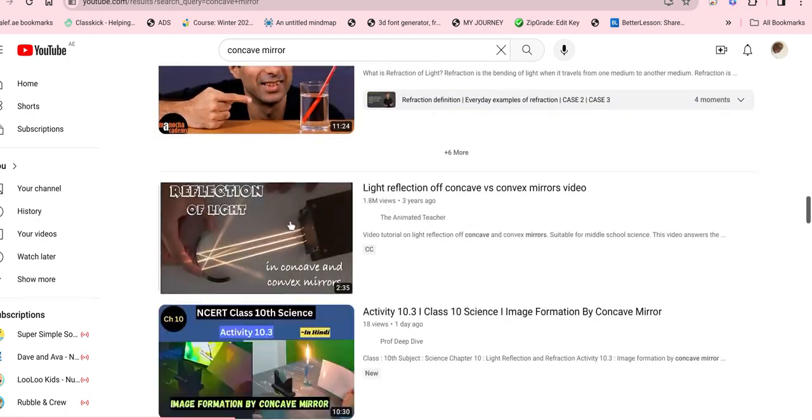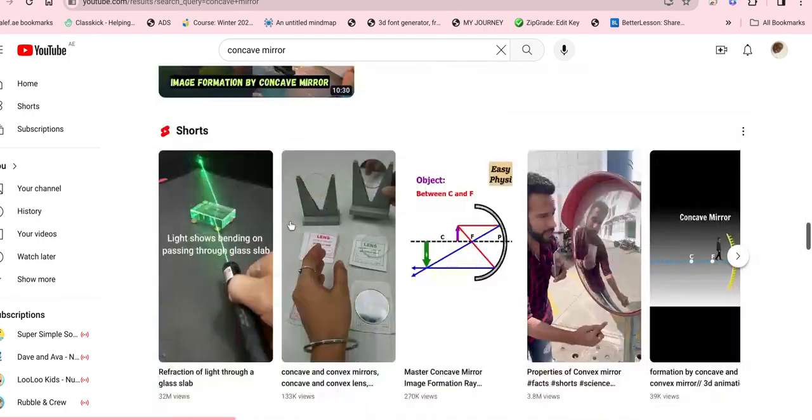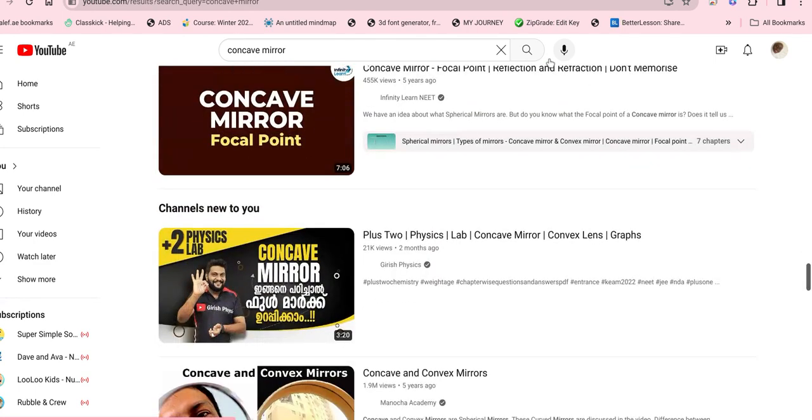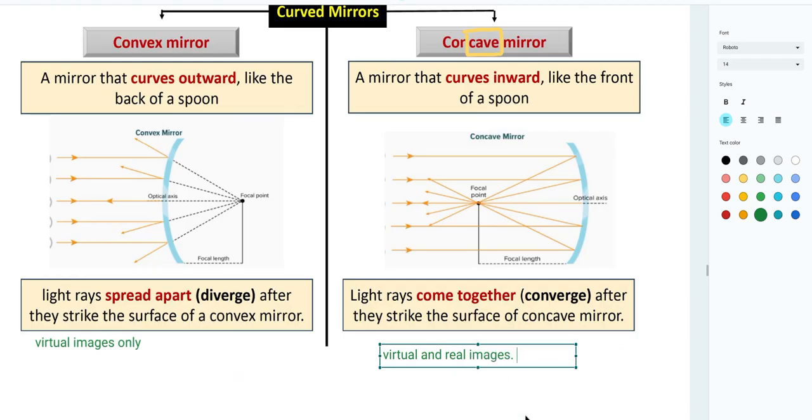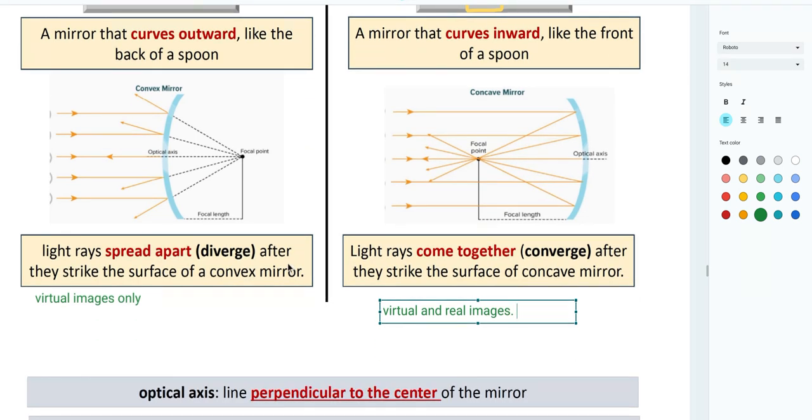No, I can't find that concave mirror experiment we were looking at before. Okay, if I find it, I'll share it as a separate video. But light rays come together, they converge after they strike the mirror.